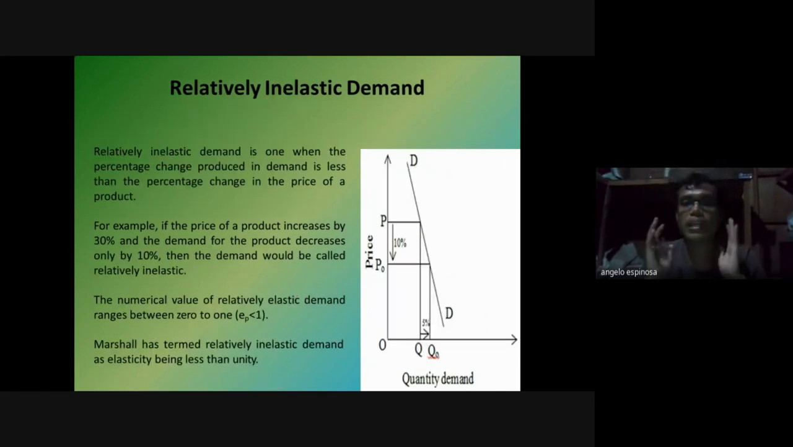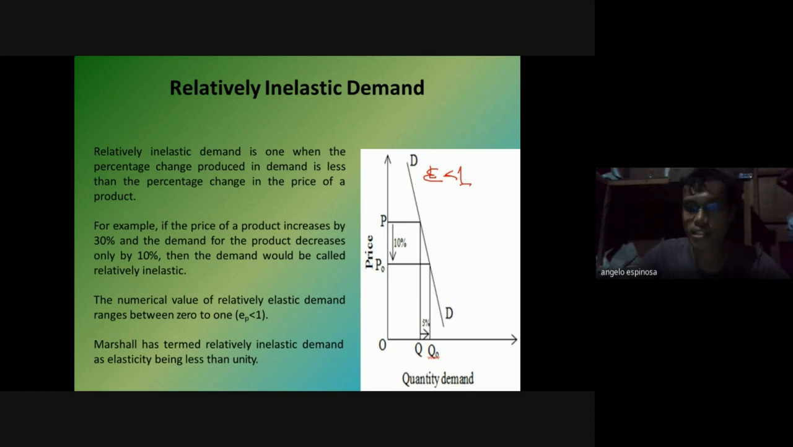So, we have here relatively elastic demand. Ano naman ang relatively inelastic demand? Klaro naman siguro sa graph. Pag sinabi mong relatively inelastic demand, the demand curve is relatively insensitive. Ano ibig sabihin ng insensitive? The demand curve is relatively insensitive to small price changes. Hindi siya masyadong nagko-curve, even if the price is getting higher. So that is what we call elasticity less than 1.